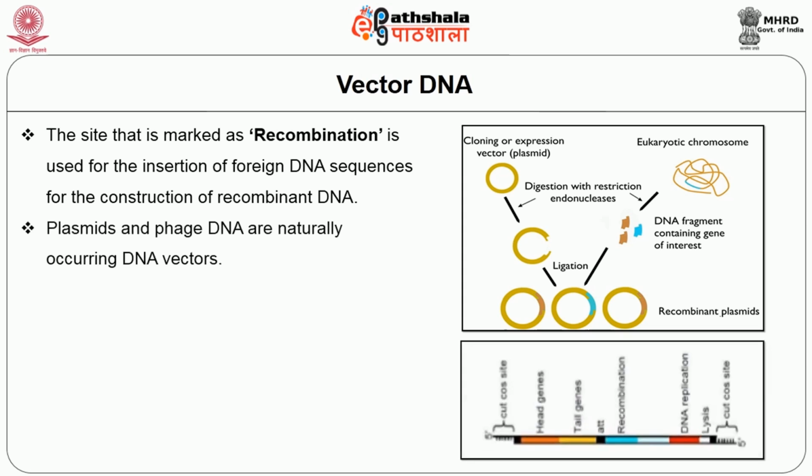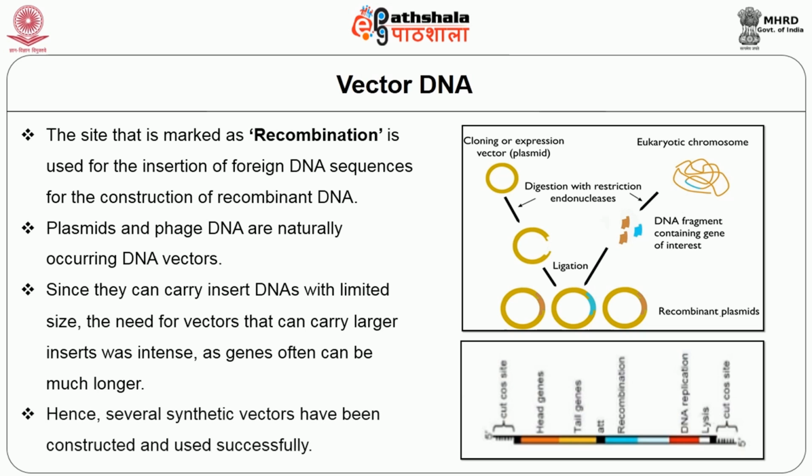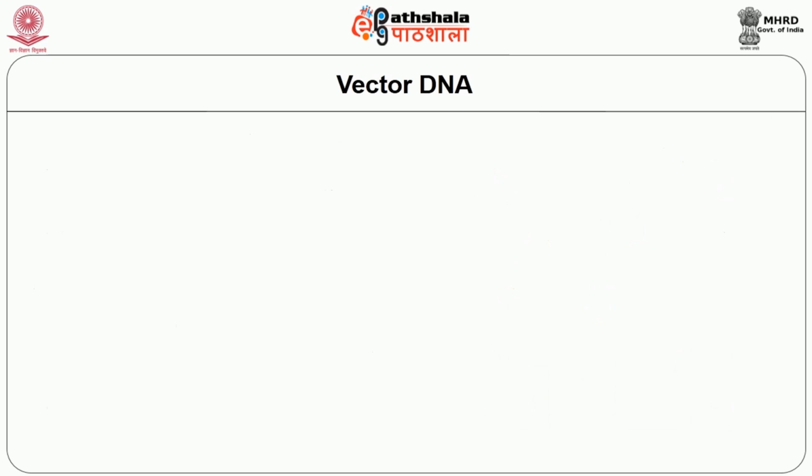Plasmids and phage DNA are naturally occurring DNA vectors. Since they can carry insert DNAs with limited size, the need for vectors that can carry larger inserts was intense, as genes often can be much longer. Hence, several synthetic vectors have been constructed and used successfully.